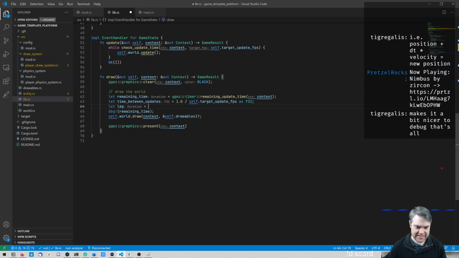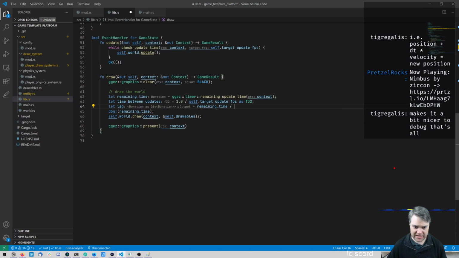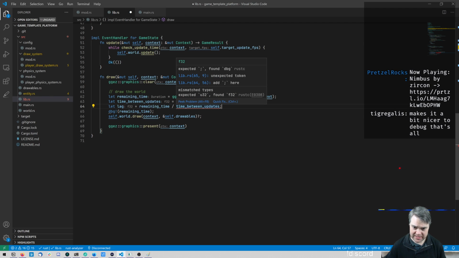So let's say we have this lag time, and that's going to be our remaining time divided by the time between updates. Now, there's a problem here. This is a duration, and we have an F32, so we actually can't divide by this.